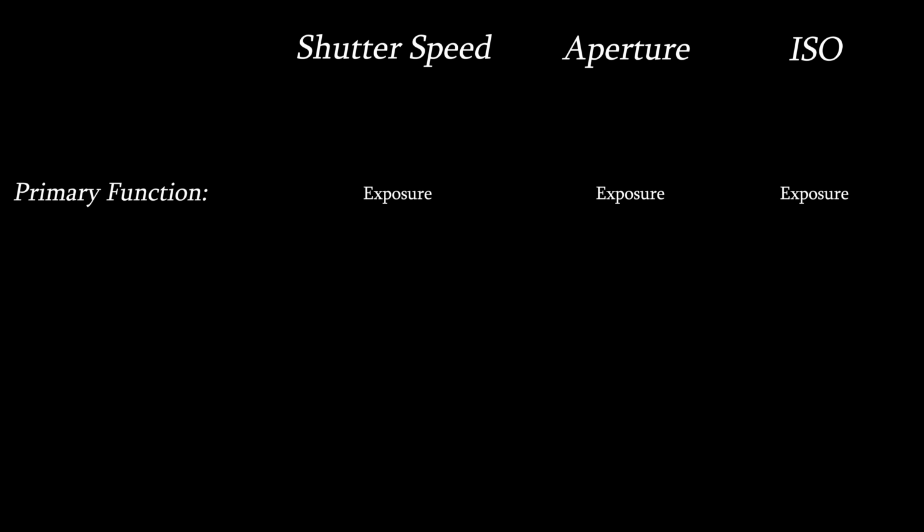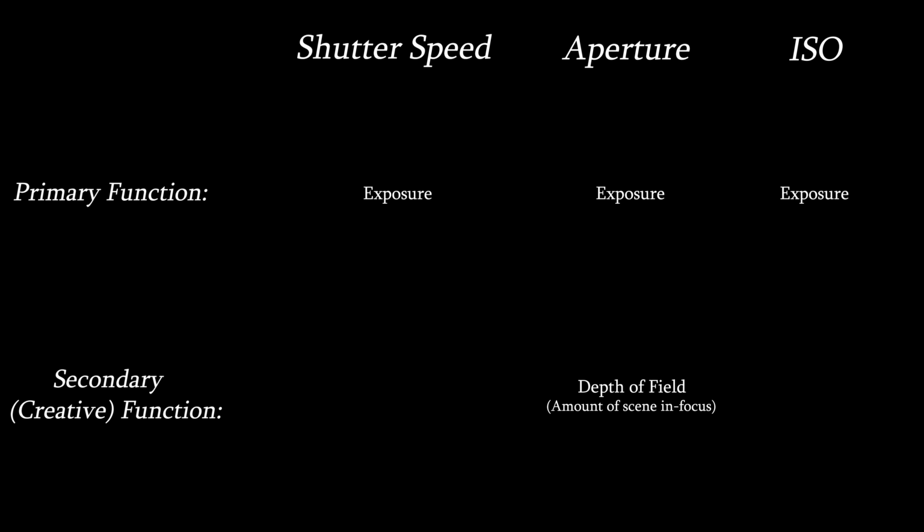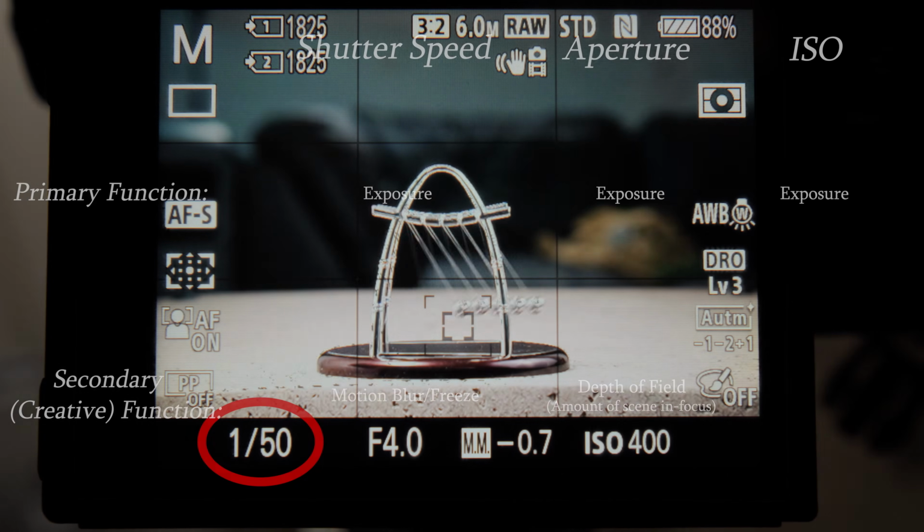Simple, right? Now for the creative effect of shutter speed, it is going to be motion blur or motion freezing. And that's why I'm using a Newton's Cradle here. So we're gonna go ahead and get these little balls jiggling around, and we're gonna see the effects that different shutter speeds have on this moving scene. There we go, so they're moving now.